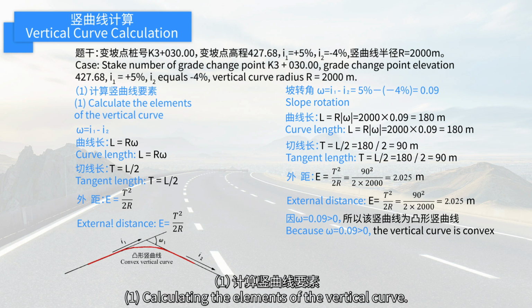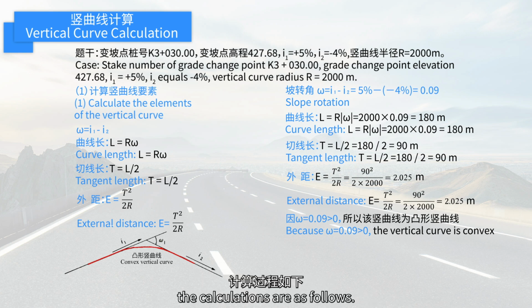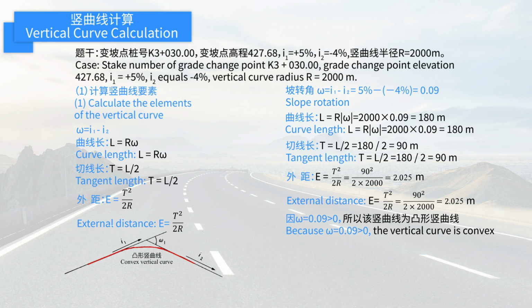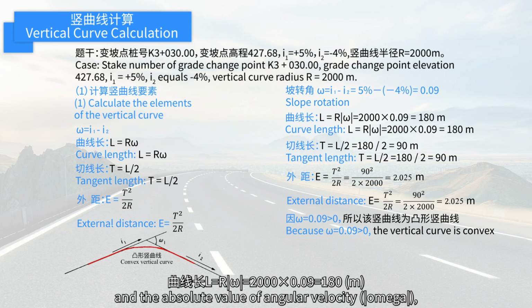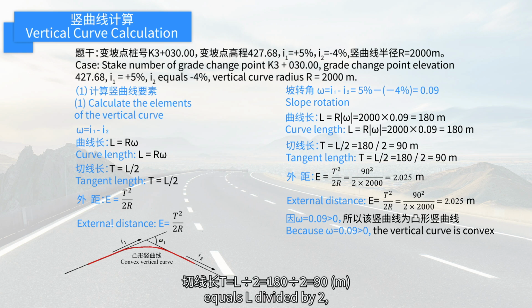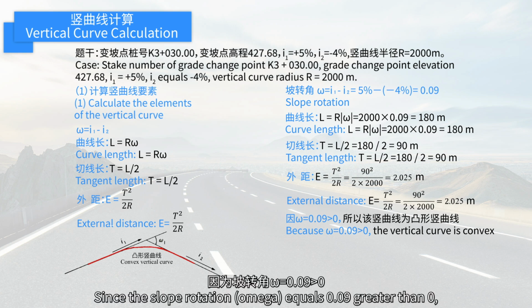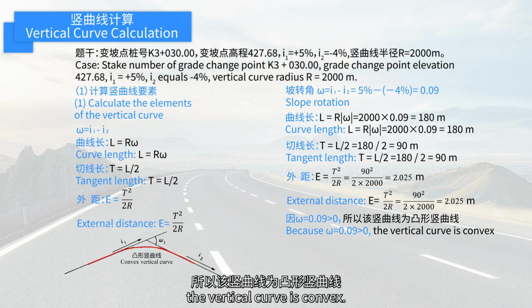1. Calculating the elements of the vertical curve. Using the previously learned formulas, the calculations are as follows. The slope rotation angle omega, the difference between I1 and I2, is equal to 5% minus negative 4%, resulting in 0.09. The curve length L equals the product of the radius R and the absolute value of omega, where R is 2,000 multiplied by 0.09, resulting in L being equal to 180 meters. The tangent length T equals L divided by 2, which is 180 divided by 2, resulting in 90 meters. The external distance E equals T squared divided by 2R, where T is 90 and R is 2,000, resulting in a value of 2.025 meters. Since the slope rotation omega equals 0.09, greater than 0, the vertical curve is convex.